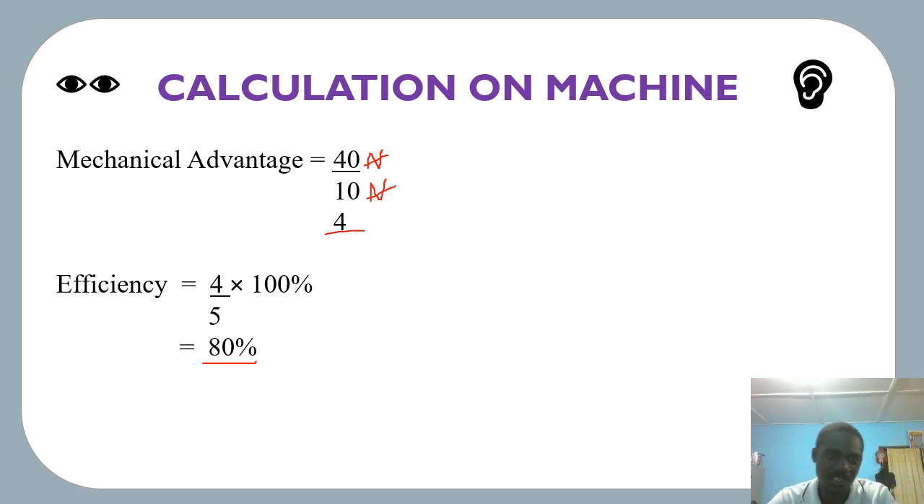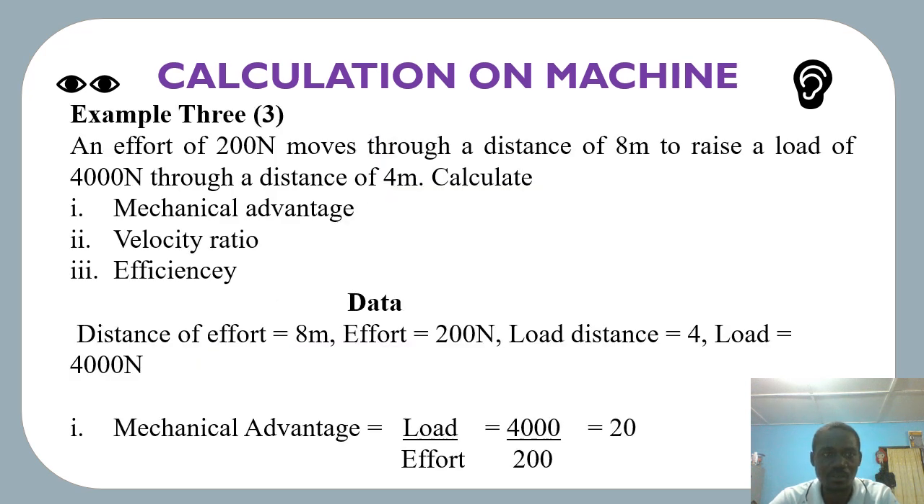80%. I believe it's clear. Let's move on. Example 3. This one is 3 in 1. An effort of 200 Newton moves through a distance of 8 meters.